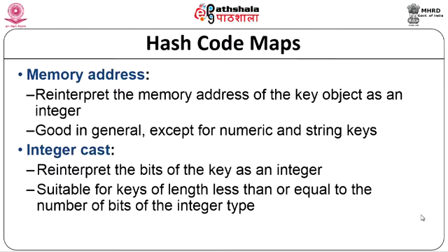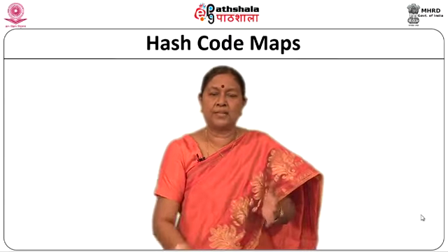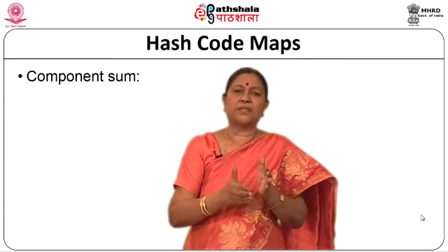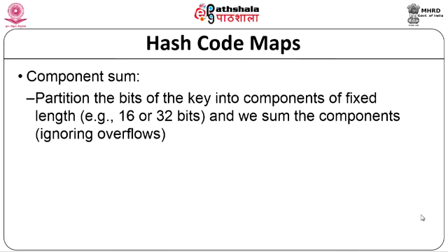Remember, what the first hash code map does is take the key and map it to integers. So, how you do this mapping is what we are talking about now. Memory address is one option: reinterpret the memory address of the key as an integer. Or you can take the bits of the key as an integer, but the problem is that the size should be equal to the number of bits that you are using to represent the integer. So, that is called integer cast. Next, the component sum: you can partition the bits of the key into components of fixed length, say 16 or 32, and sum the components, ignoring the overflow.